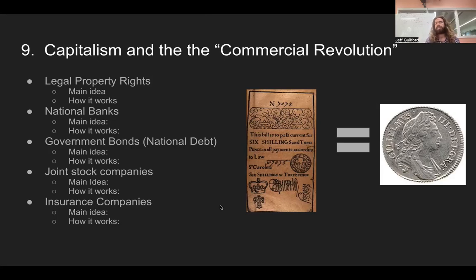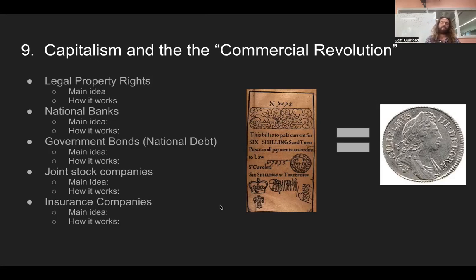So if the government needs to do something really, really expensive, like fight a war or take over India, the government can borrow a whole bunch of money from its citizens and promise to pay them back later with interest. This works out really well for both sides. The government gets the money that it needs, and wealthy people get a very safe investment because the government, as long as it's not fully taken over or there's a revolution or something, will pay back its debts.